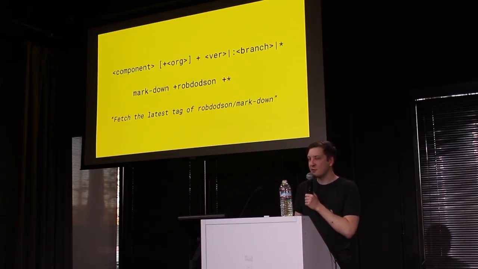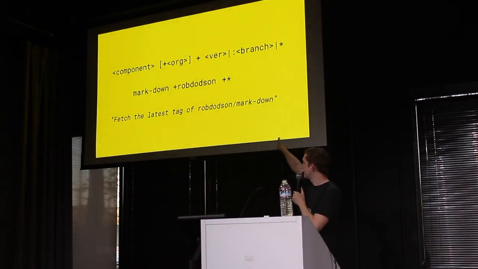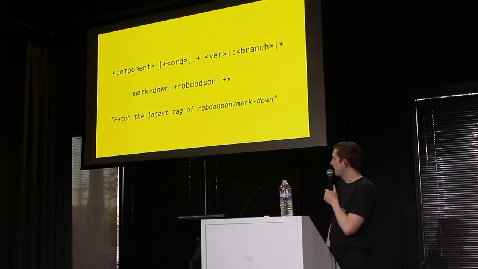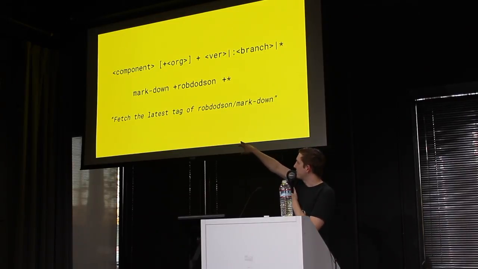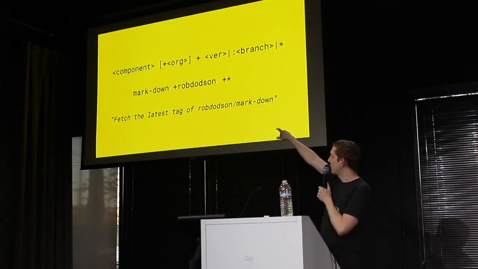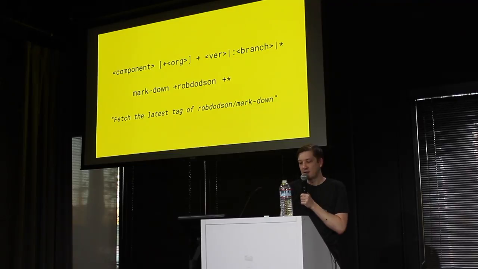So the pattern for doing that was something like this. Let's say I want to fetch the latest tag of this markdown project from the Rob Dodson user on GitHub. What I do is I'd say, oh, okay, the library is called markdown plus the user plus either the branch, the version, or an asterisk, which means grab the latest tag. And so in practice, that looks something like this.